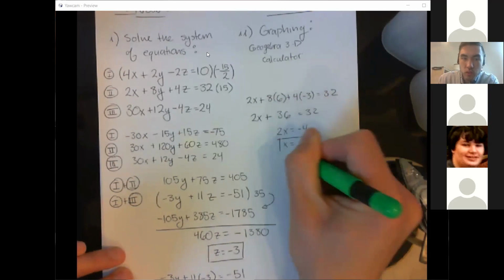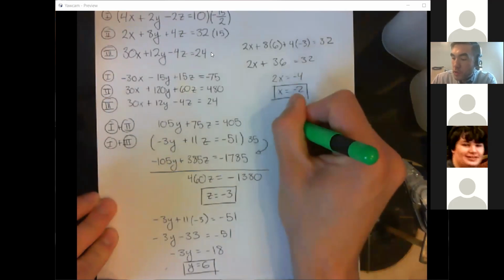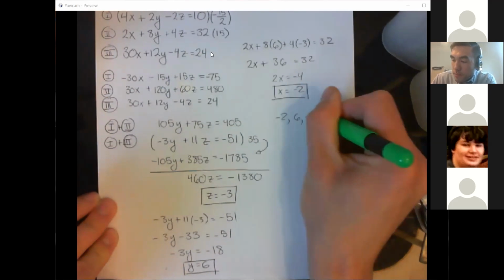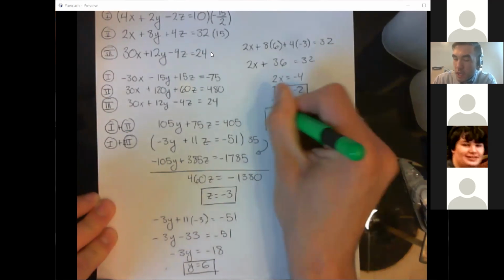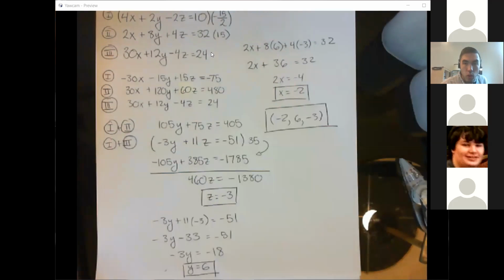And so after all of this work, our answer is the ordered pair, or I guess the ordered triple, -2, 6, -3. And so if we were to graph these 3 planes in 3D space, they should intersect at this ordered point. Are there any questions there on the warm-up? Yes, no? No. Okay. So I'm going to post the following link to Google Classroom once I'm done going over it.